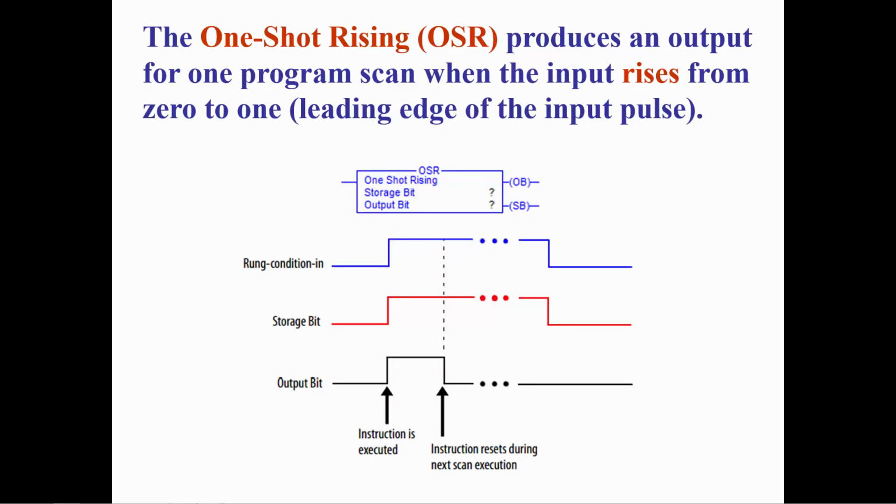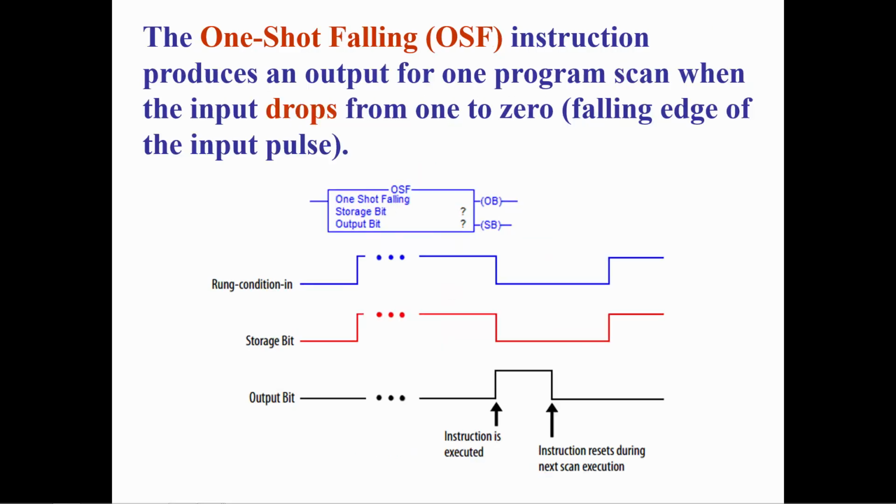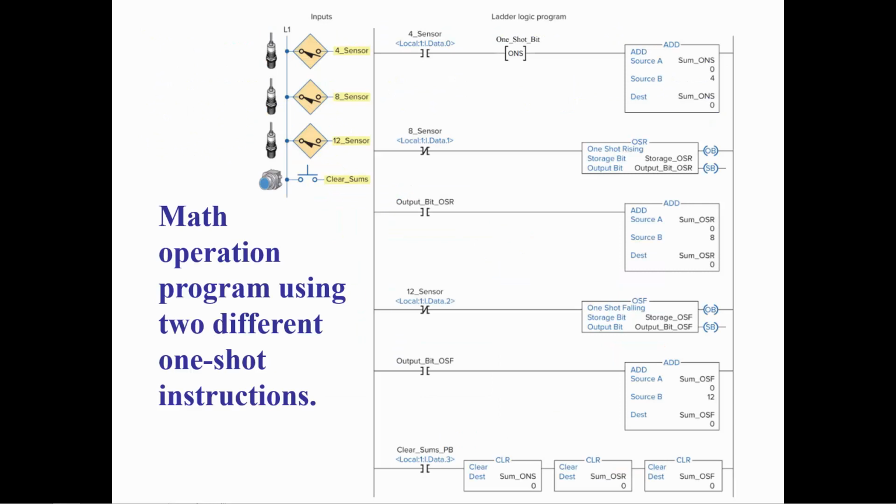The one-shot rising instruction, or OSR, is an output instruction. The output bit will be true for one scan cycle after the input to the instruction goes from false to true. The one-shot falling instruction, or OSF, is an output instruction. The output bit will be true for one scan cycle after the input to the instruction goes from true to false. This program uses all 3 one-shot instructions.